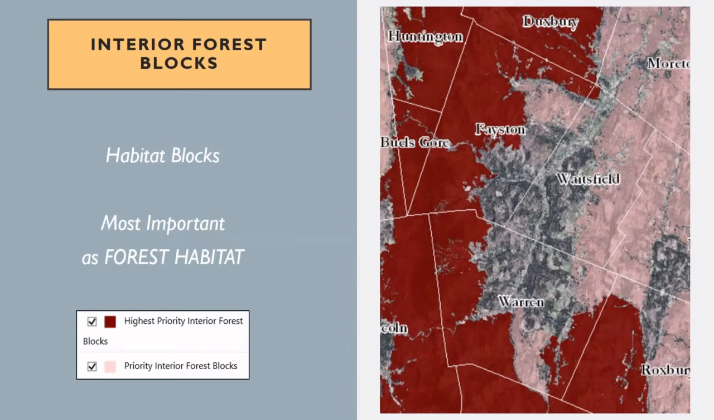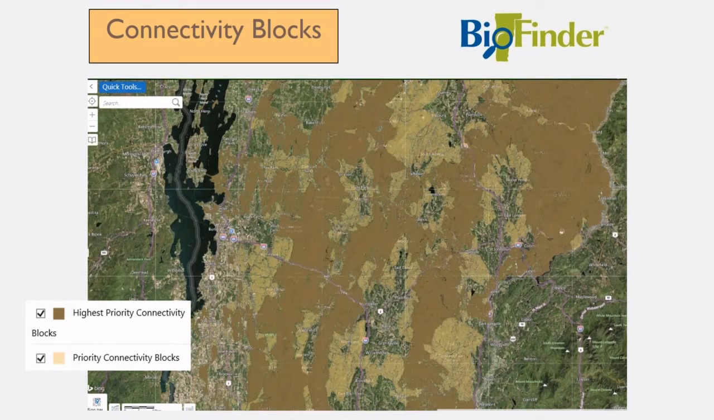And then on the eastern side of Waitsfield and that area, there are some forests that are still highly important, but they don't carry quite the same level of importance, again, if you're examining them at the state level. Now we can also look at something else called connectivity blocks. This is the same brown map that I was showing you earlier that shows the pathways of how wildlife are most likely to connect throughout the entire state. And once again, those have been mapped as highest priority or priority.